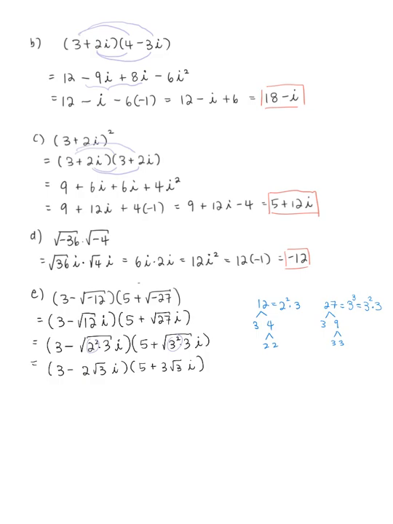Now from here, we FOIL. We got this. So first term is going to be 15. And next term is going to be, let me see, 3 times 3 root 3i. So that's 9 square root of 3i. Now the inner term is going to be negative 10 square root of 3i. And the last term is going to be minus 6. And when you multiply the square root of 3 times the square root of 3, that becomes 3. So here we're going to have 3, and then we're going to have i squared.